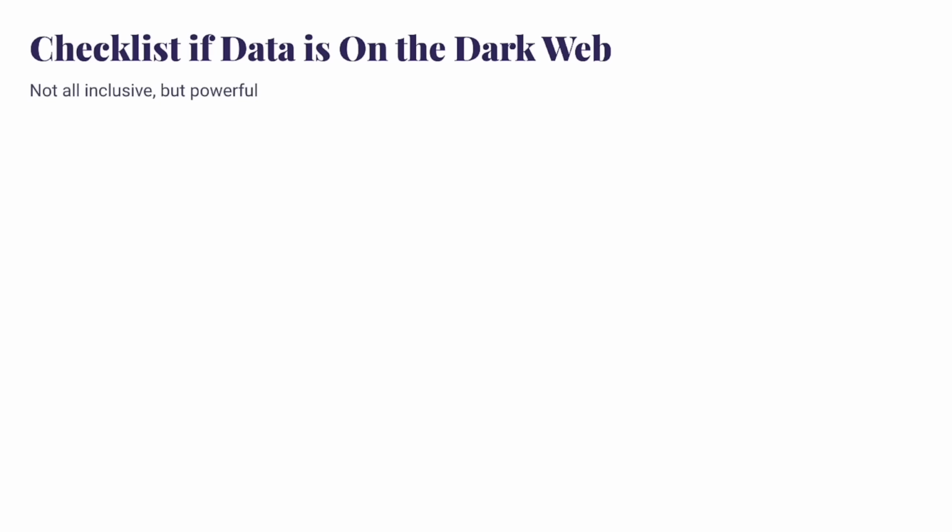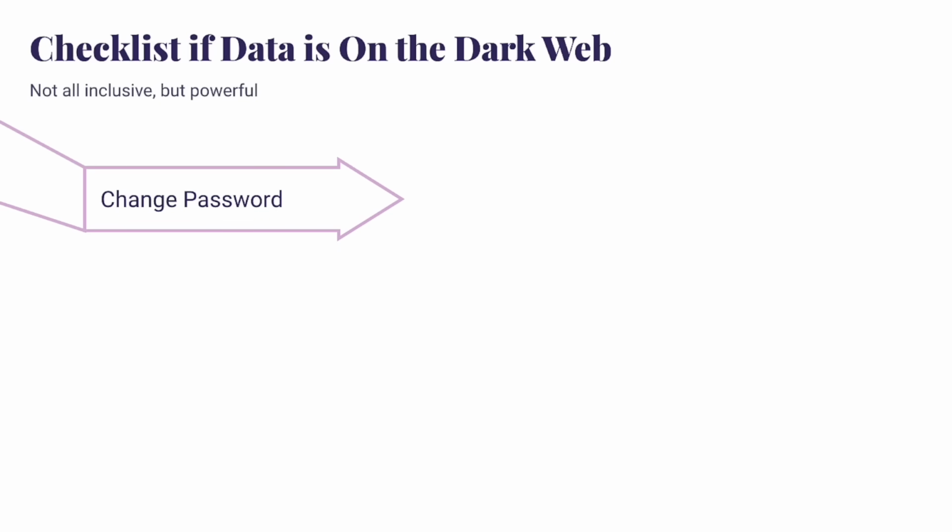Now, what do you do if your data has been exposed and it's on the dark web? Well, here's a checklist for you. It's not all inclusive, but there are probably some things on here that you didn't think about. My guess is a lot of things on here that you didn't think about. The first is change your password immediately, or passwords, depending on the level of the breach that you suspect. Because once someone's on the website with your username and password, you might only have seconds, not minutes, to react before they lock you out.